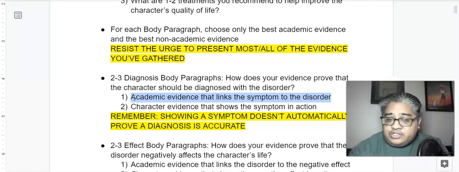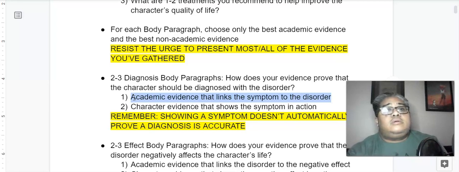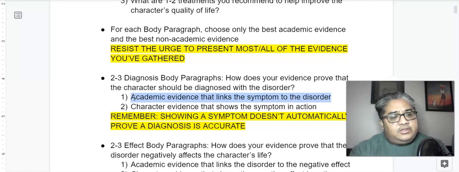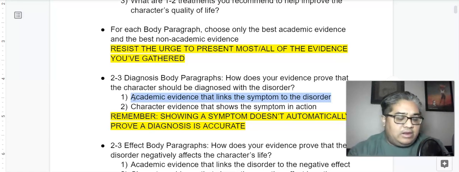Try to avoid, as much as you can, giving evidence, especially direct quotations, that are very heavy in medical language, because that can be very hard to understand for readers or anyone who's reading your essay. So you want evidence that's relatively straightforward, relatively to the point, expressed in a way that anyone can easily understand. That would be my suggestion, just for academic evidence in general.